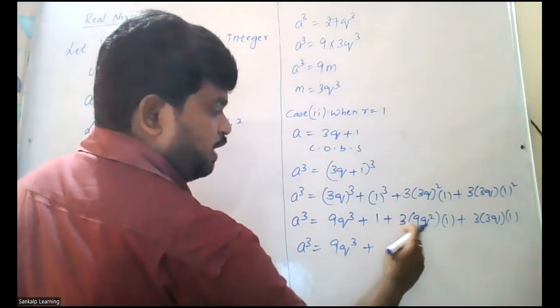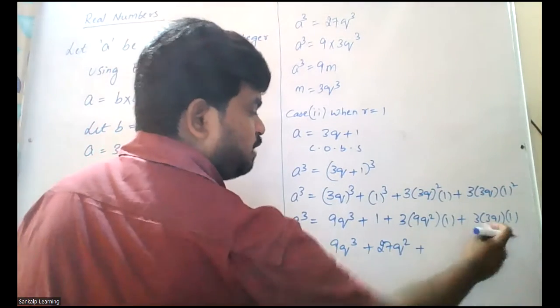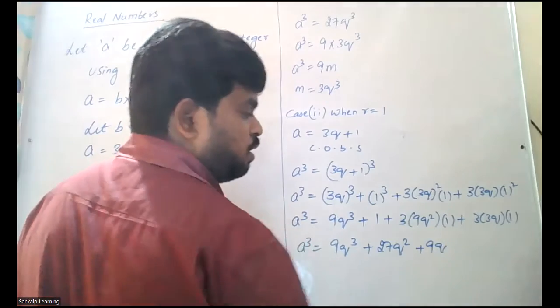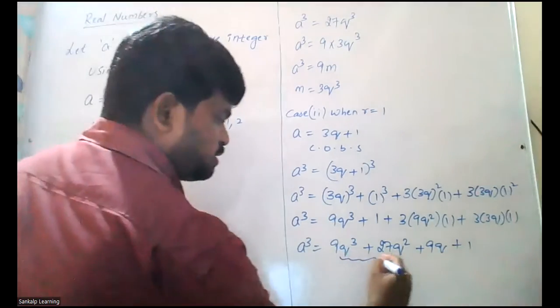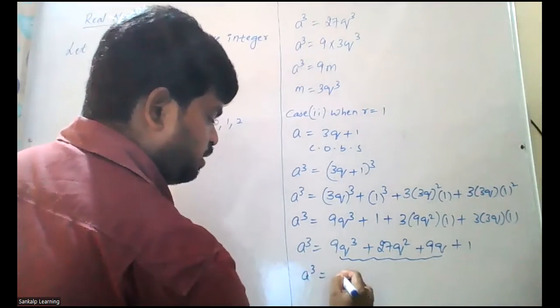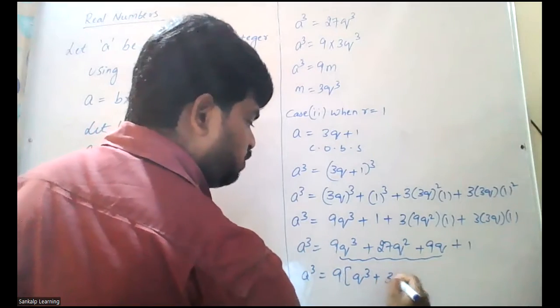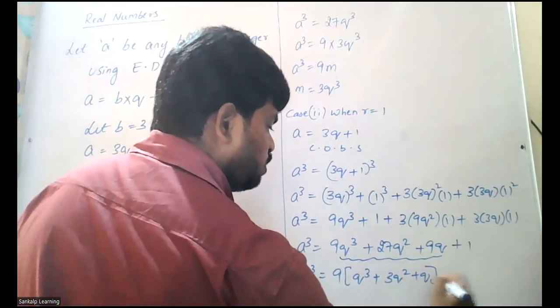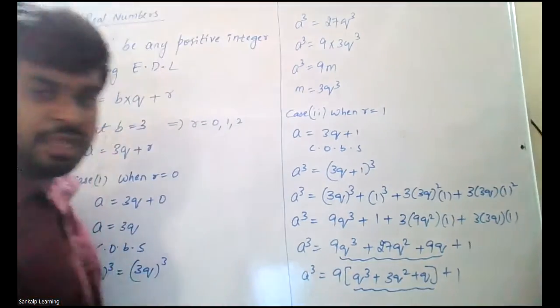3 into 9 is 27q² plus 3 3s are 9q. At the end, let me write 1. From all these three things, I can take 9 as common. So I'll be left with q³, 3q² plus q, and outside you've got 1. Replace this entire thing by m.